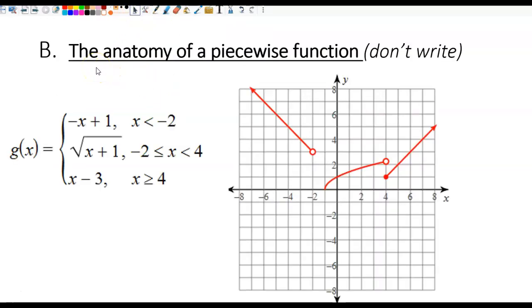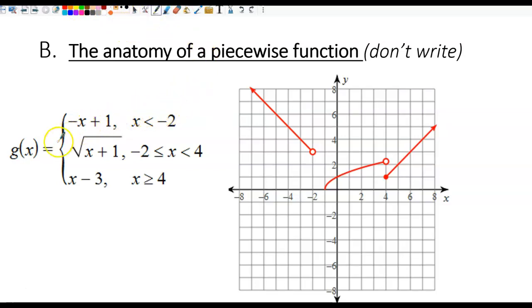So here's the anatomy of a piecewise function. It says don't write, but you can ignore that. I guess if you guys are taking notes by hand, you wouldn't need to write this if you don't want to. But if you are printing out the notes, then you have this in your notes. For those of you taking notes by hand, don't worry about it. You're going to get a chance to write plenty of things like this later on. It'll just take a lot of time to write it. I wouldn't encourage that right now.